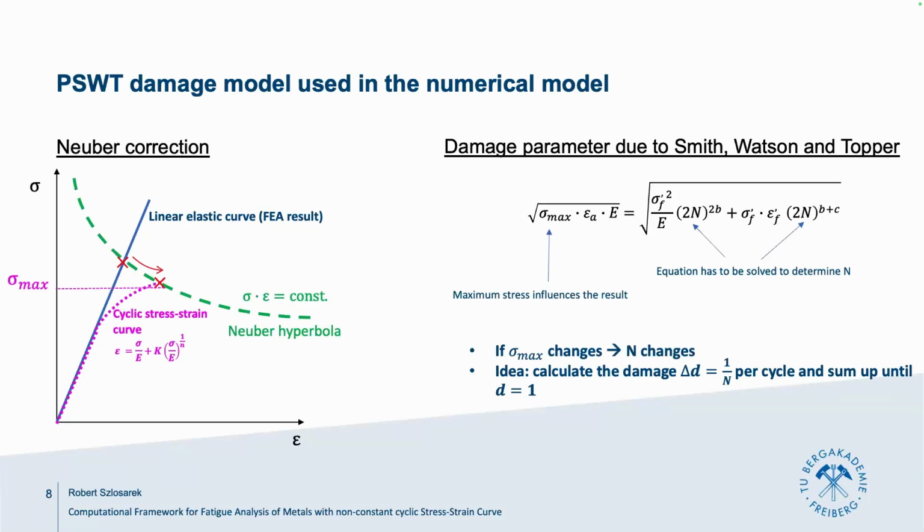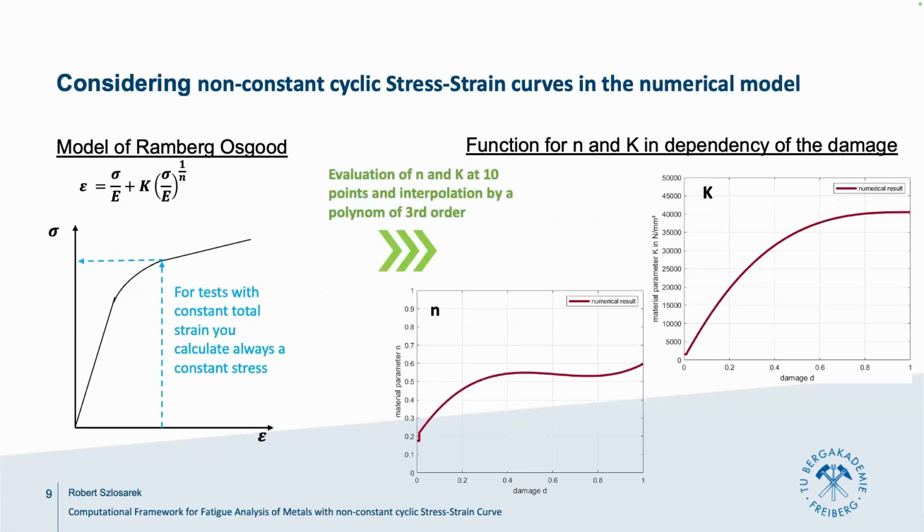So the idea is to consider the maximum stress, maybe each cycle, and then to interpret the lifetime as the delta in the damage. You do this procedure until your damage value reaches 1. Therefore, you need a function to change the maximum stress so that this curve changes. And this I solved by using functions for the parameters N and K.